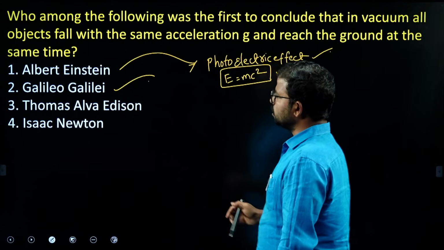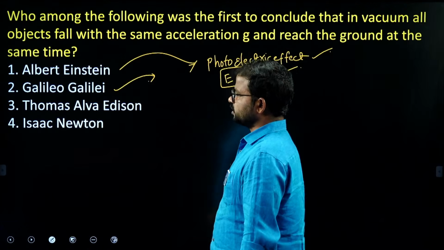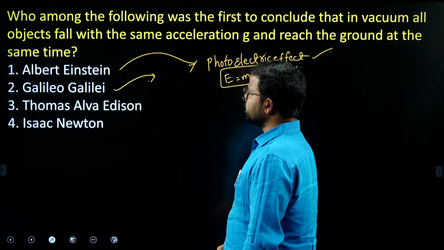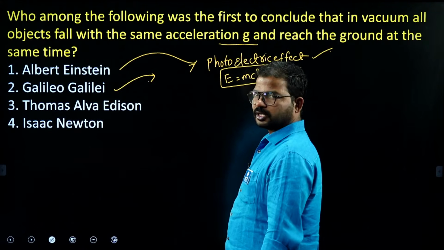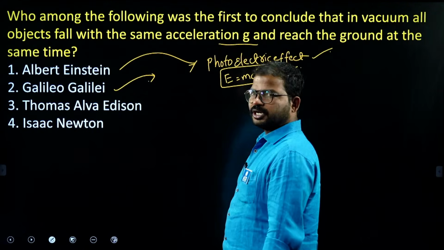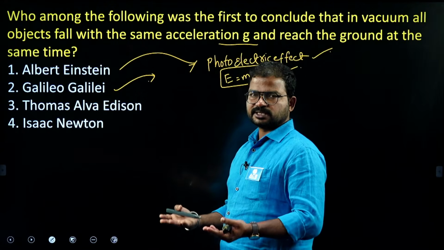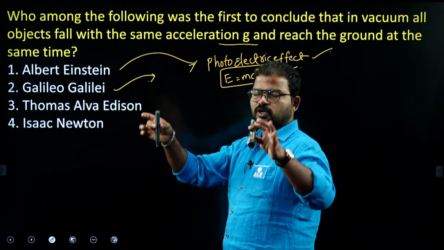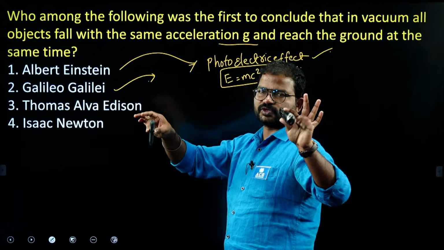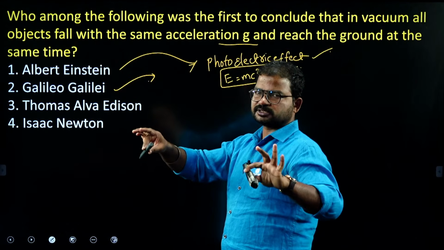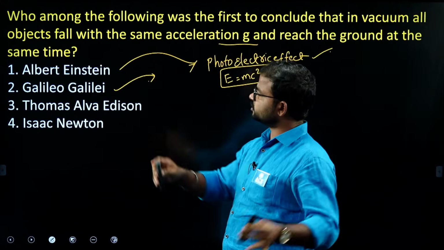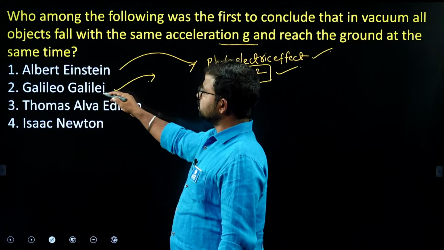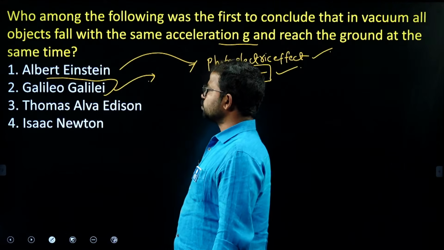Next, Galileo. On the Pisa Tower, he did an experiment concerning the acceleration of g value. When we drop two objects from the Pisa Tower, they touch the ground at the same time. That's why here we consider option 2 the correct one.